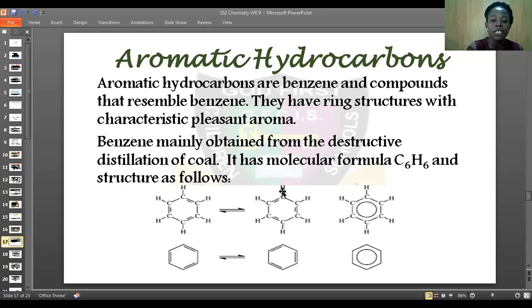So the structure of benzene can be represented as this, or this. In some structures you see a hexagonal shape with alternating double bonds, or you see it drawn like a cycle. That means the bond is actually rotating. So this is the structure of benzene.